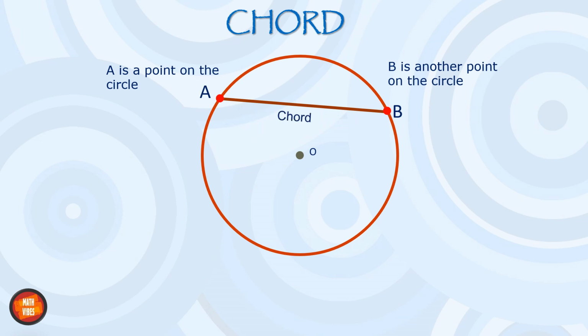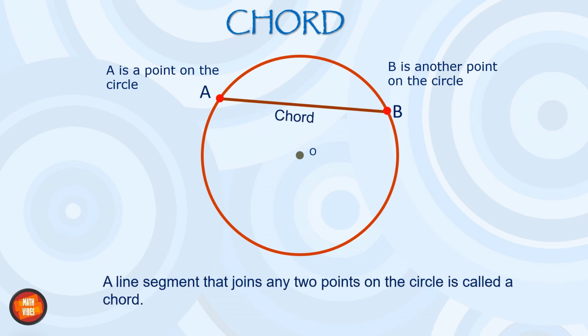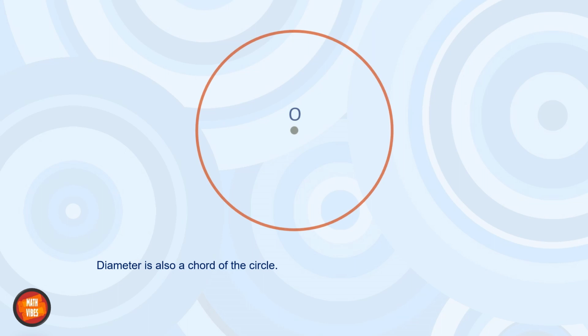This will be the definition. A line segment that joins any two points on the circle is called a chord. Now let us check whether a diameter is also a chord of a circle, because the definition of a chord is only that it joins two points, and there is no other condition.